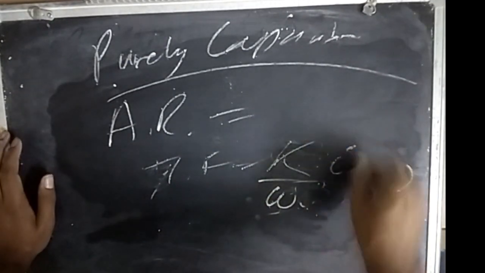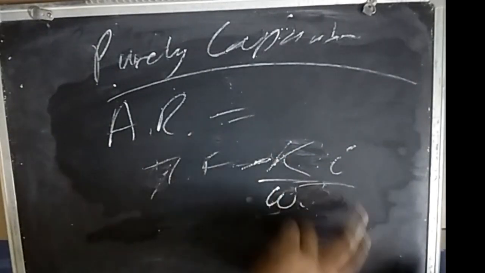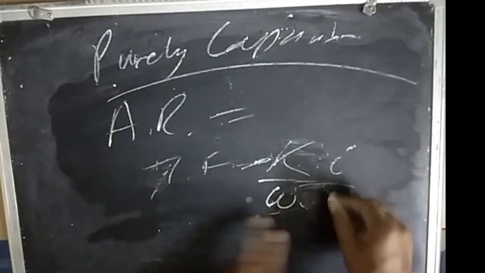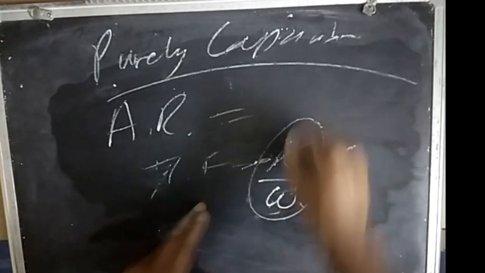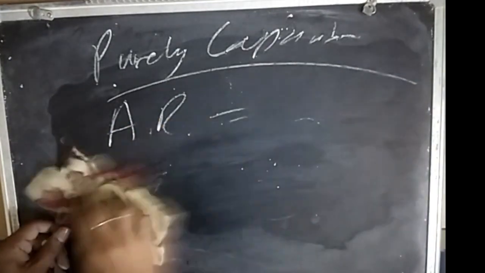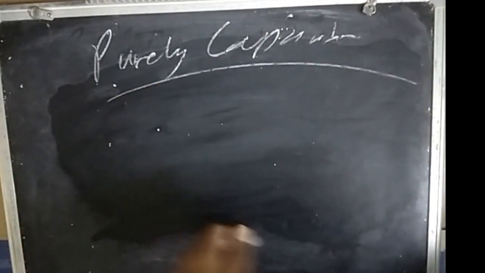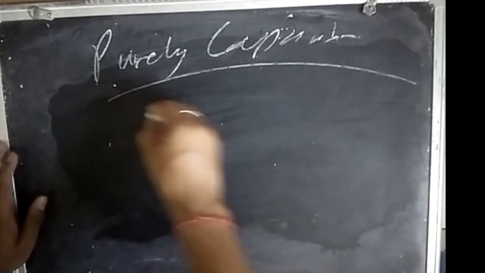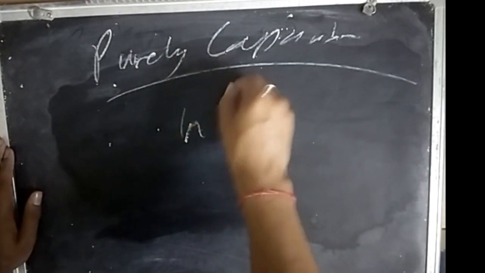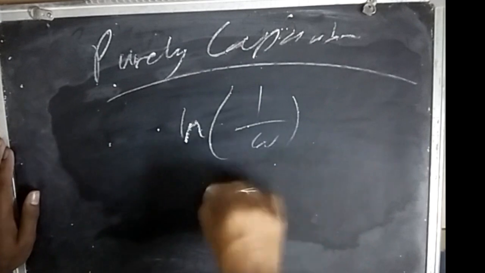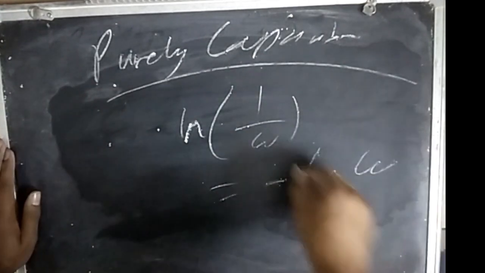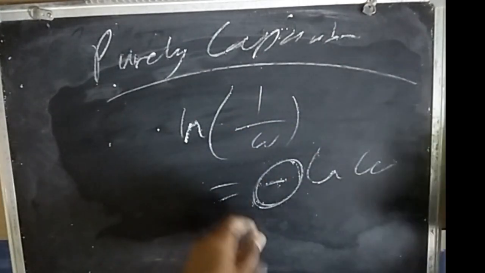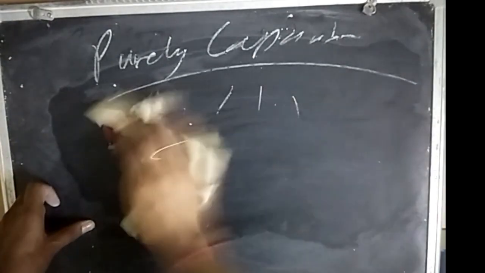So iota will go up and this will become minus, because iota we do that. So finally we see that the amplitude will be K by omega. Amplitude ratio is K by omega. That means it depends on omega. And how does it depend? If we take ln of 1 by omega, it is equal to minus ln omega. So this minus 1 is coming. So let me show you this.